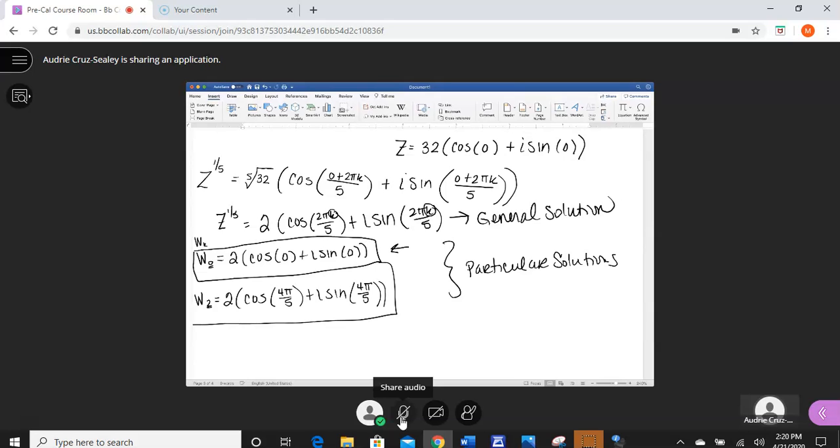Okay. And then notice on the instructions, it said, what are the fifth roots of 32? Implying that there is more than one. Does that make sense?